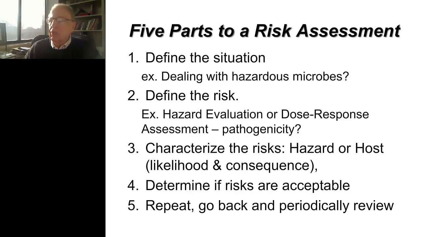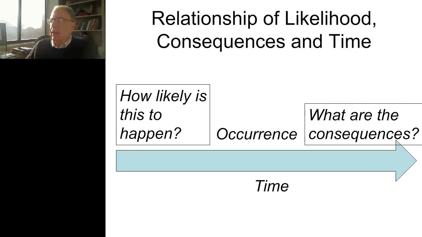What's the organism you're dealing with? Is the host susceptible or not? Looking at those two, and we'll go in more depth on that. And then after you've determined what your mitigation steps are, look at your remaining risk and determine if it's acceptable. Then you go back and periodically review it. So this is a 5-step process.